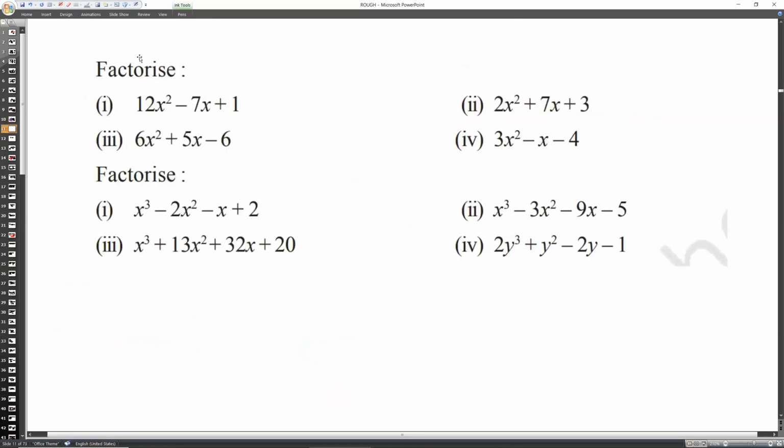So here we are just going to do this one. Do question number 3 and 4. What you are going to do in the middle term split, let me explain one more time because you might have forgotten.